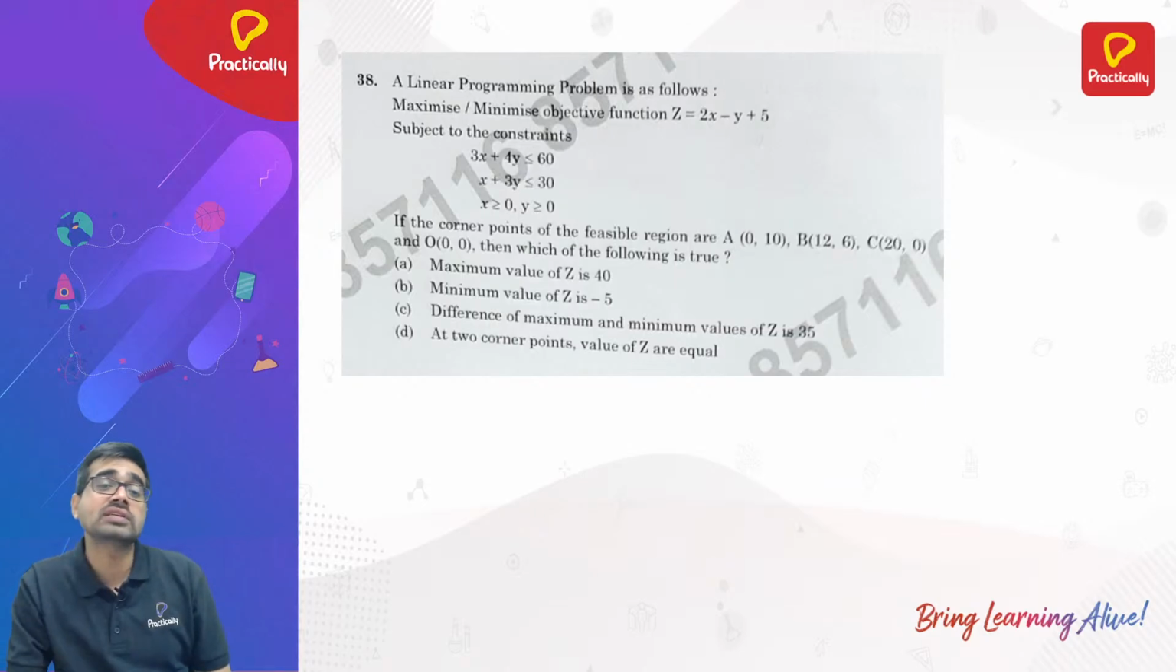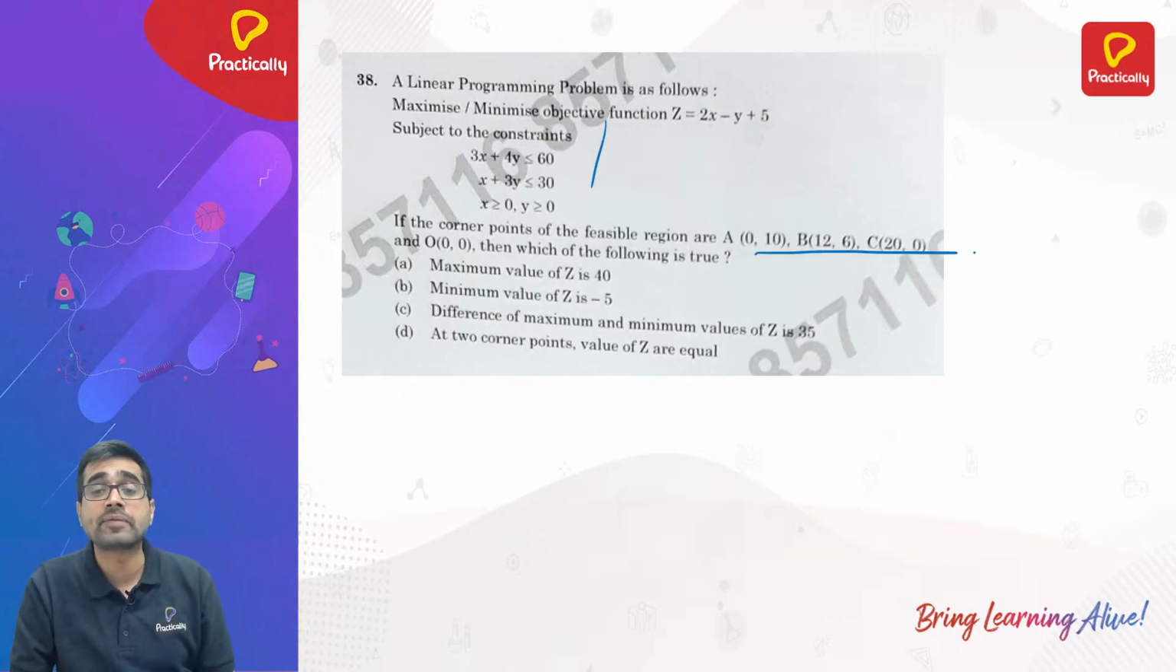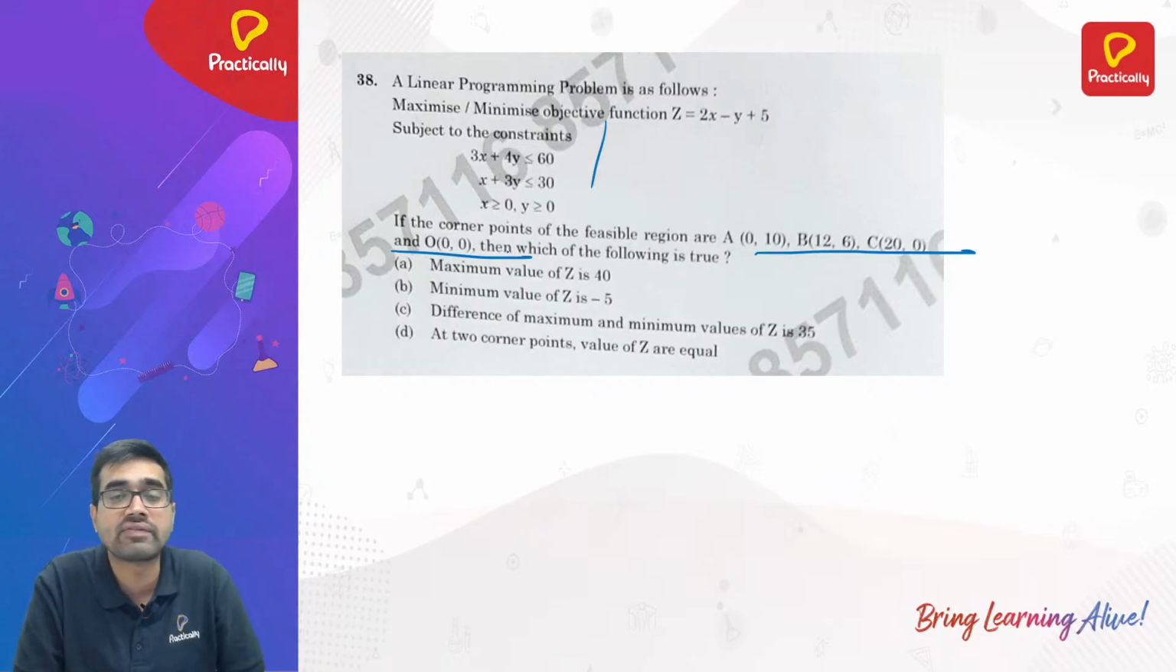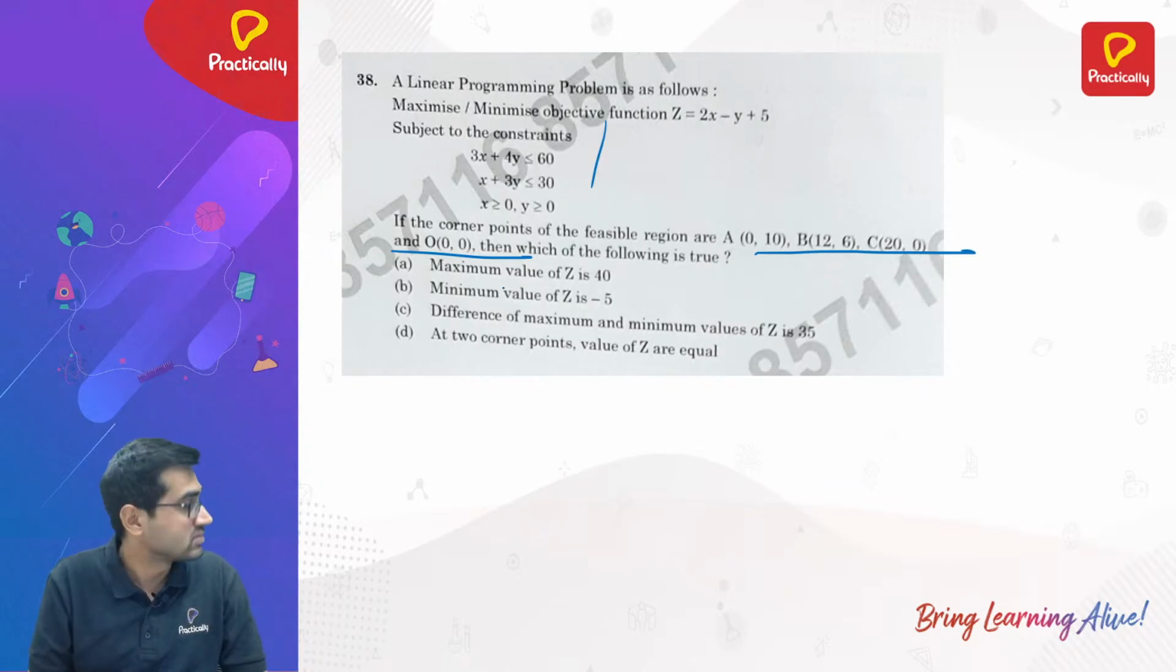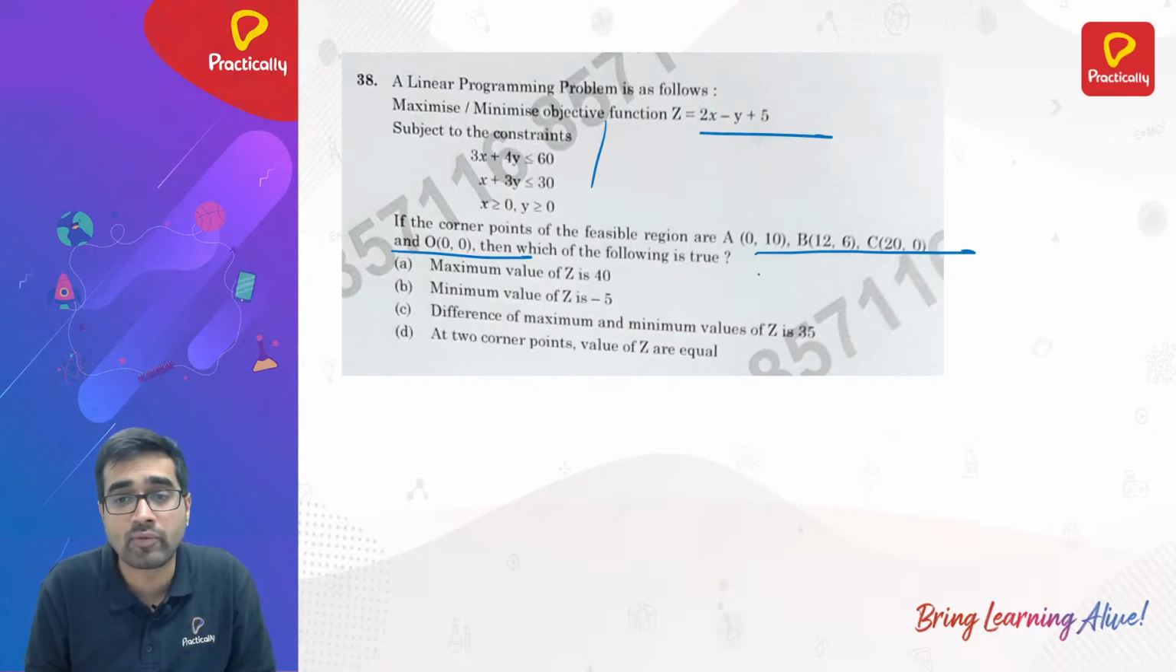If the corner points are given, I won't read all this, because if I've been given corner points, I am very lucky. Why will I waste my time finding what constraints are there? Correct. So let's do it simply. What you do is check the maximum value and minimum value. So now you know that A, B, C, D are given. Which of the following is true?